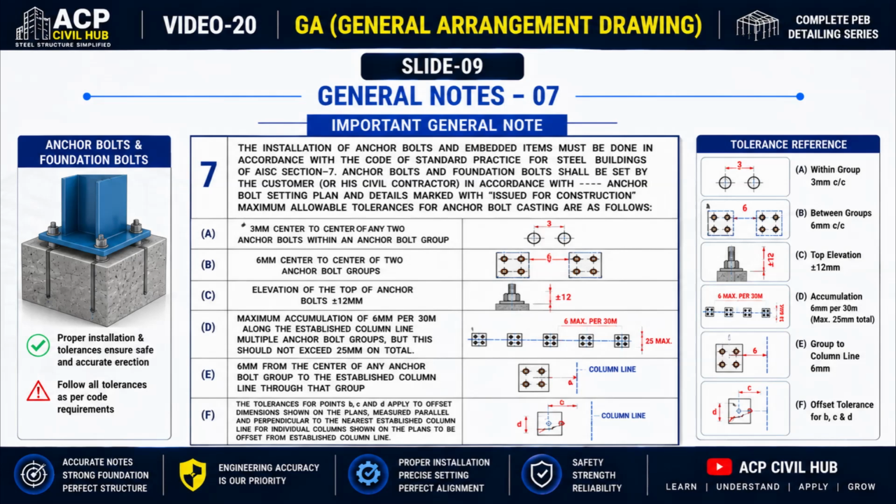Finally, the center of an anchor bolt group should not deviate by more than 6 mm from the established column line. These tolerances may appear very small, but they are essential for ensuring that the base plates fit correctly, columns align accurately, and steel erection proceeds without costly modifications or delays. Therefore, always verify anchor bolt locations and tolerances before starting steel erection. In the next slide, we'll continue with General Note number 8.